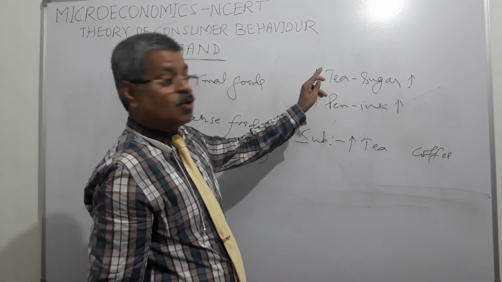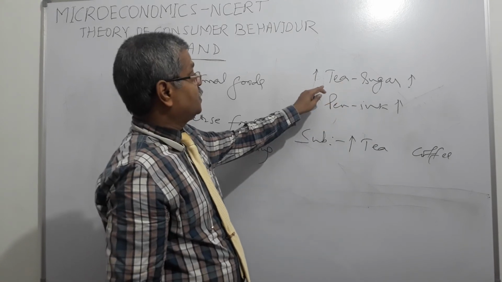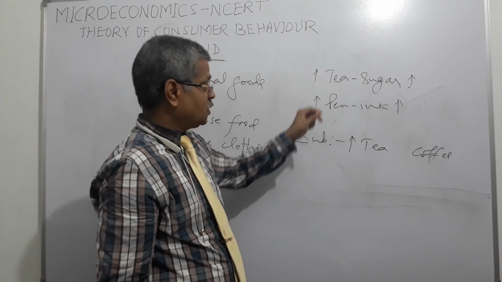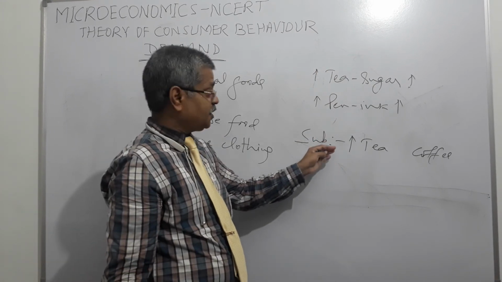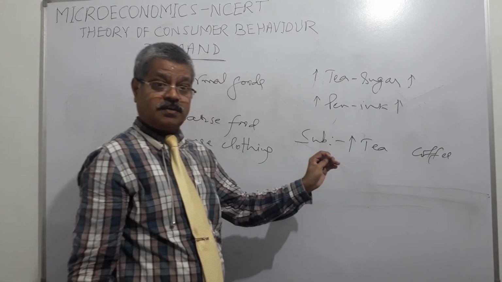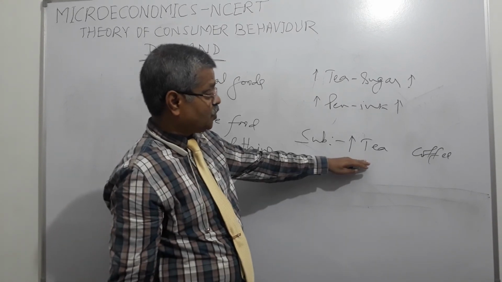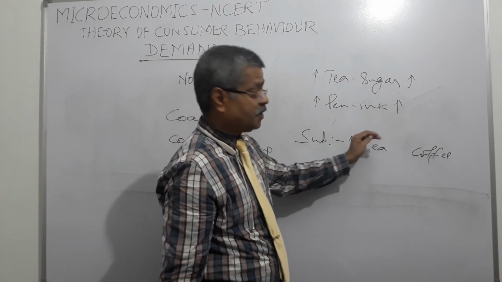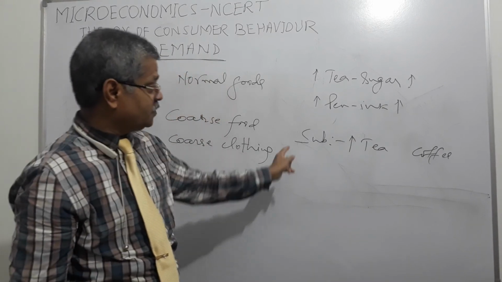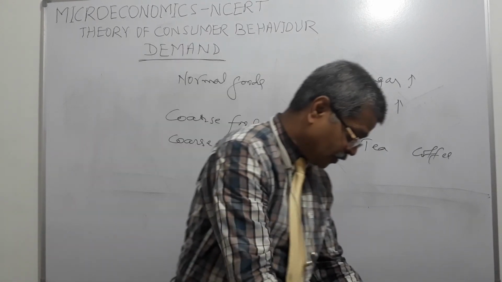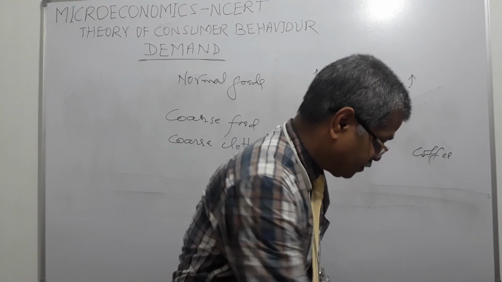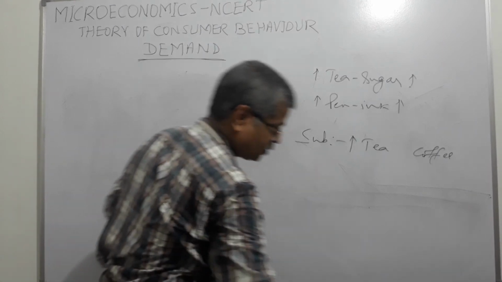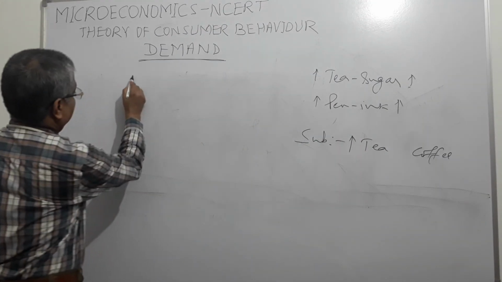So in case of complementary goods, the demand moves together almost. In case of substitutes, it moves in the opposite direction, right? If the demand for tea goes up, demand for coffee goes down. If the demand for coffee goes up, demand for tea comes down. These are substitutes. And so what is the shift in the demand curve?